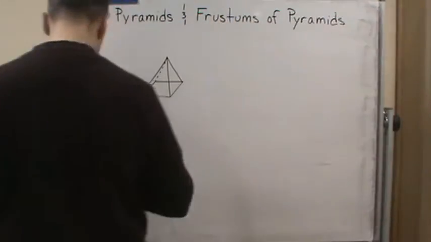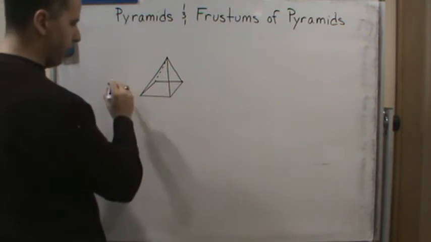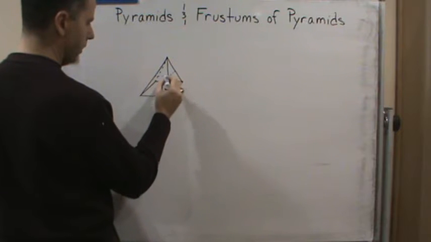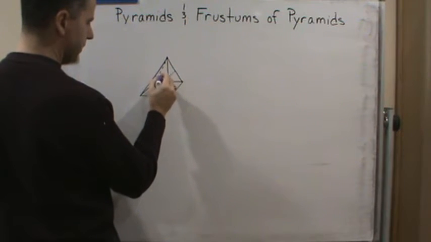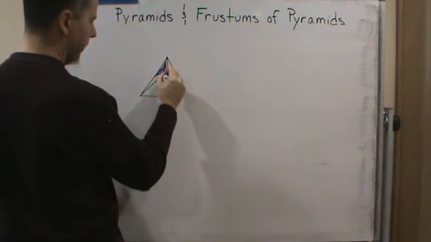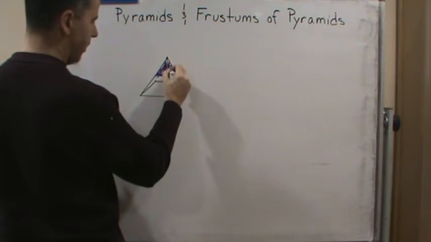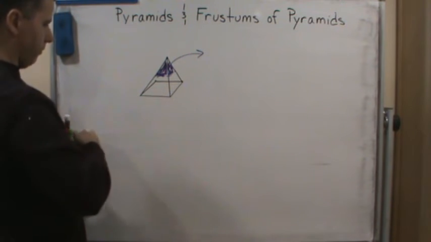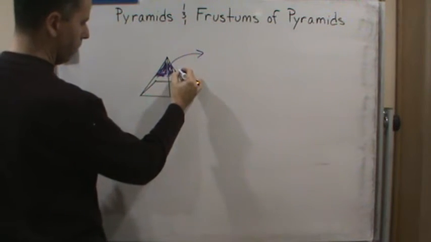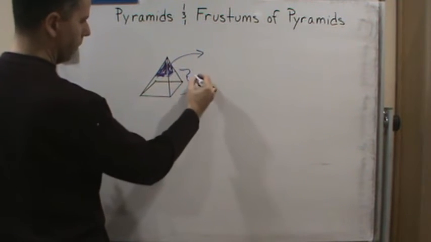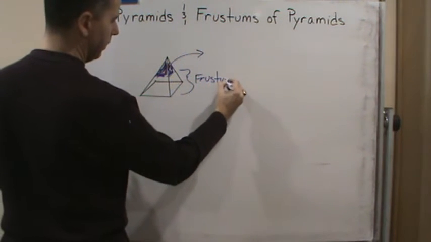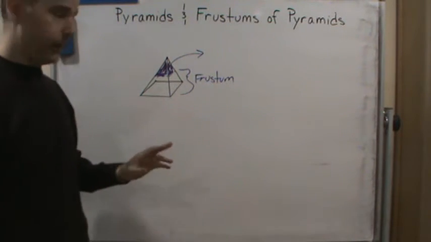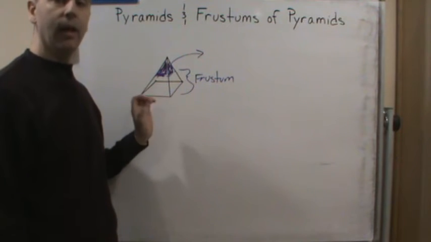So in this case here, if we just basically with a parallel saw cut off this top part, right? We just cut off this top part and threw it away. Then what would be left over is called the frustum. Okay, so what we're going to talk about today is the frustum of a pyramid.